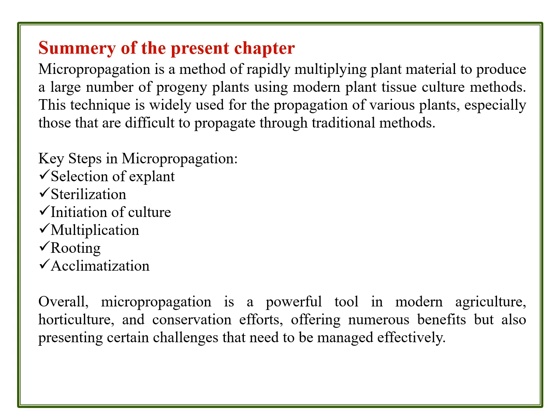And finally, acclimatization. This phase is somewhat difficult, where the rooted saplings or seedlings are transferred to the ordinary conditions, that is, moved to the greenhouse chamber or polyhouse chamber to acclimatize to the normal conditions. Overall, micropropagation is a powerful tool in modern agriculture, horticulture, and conservation efforts, offering numerous benefits but also presenting certain challenges that need to be managed effectively.